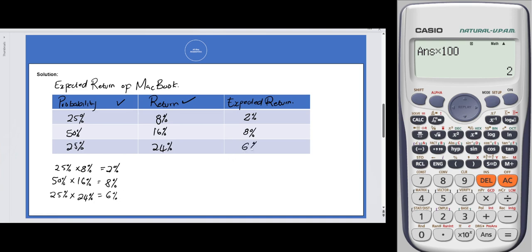All right. So our expected return will be a sum of those values. Our expected return, you'll simply say 2% plus 8% plus 6%, and then you will get 16%. So this means if Afrika Academics invest in one MacBook, they expect a return, I mean to say an expected return of 16%. Is this clear, guys? Do we have any questions?